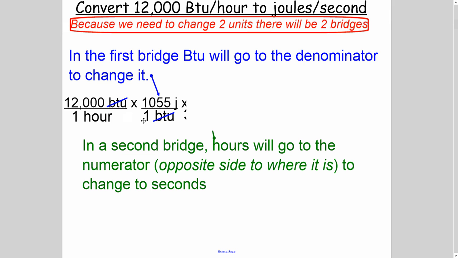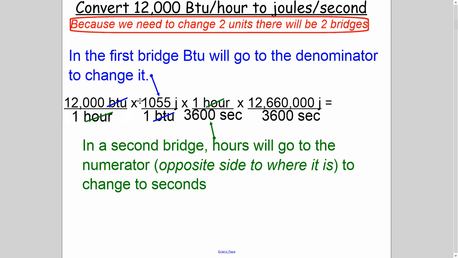Next, and here's the weird part, I want to get rid of hours. Hours are in the denominator. So if I want to cancel them, I can't put hours in the denominator again. I have to put them in the numerator. And I wanted seconds. You won't find this on the conversion sheet, you'll have to figure this one out. But 60 times 60 is 3,600 seconds. So now the hours will cancel out. Across the top we multiply those numbers together, across the bottom, and then we divide. And we get 3,516.7 joules per second.